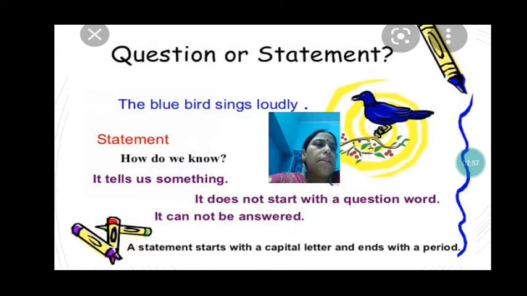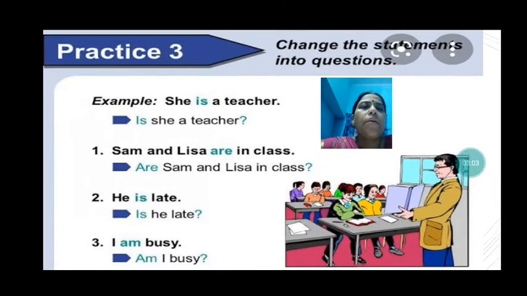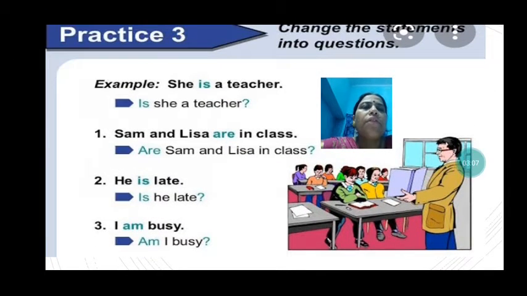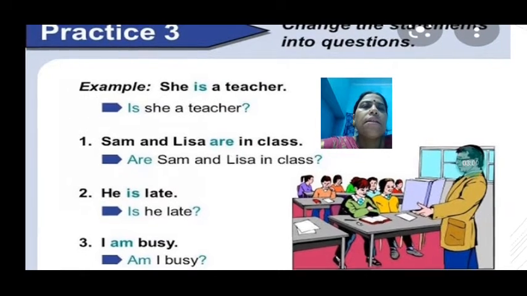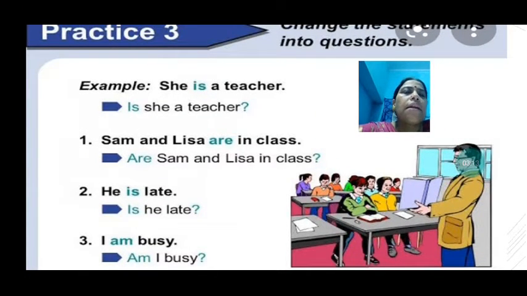Now let us see. Change the statements into questions. Can you do it now? Let us revise one time, then we will know more. She is a teacher. How will we write? Is she a teacher? Then Sam and Lisa are in class. Are Sam and Lisa in class? He is late. Is he late? I am busy. Am I busy?